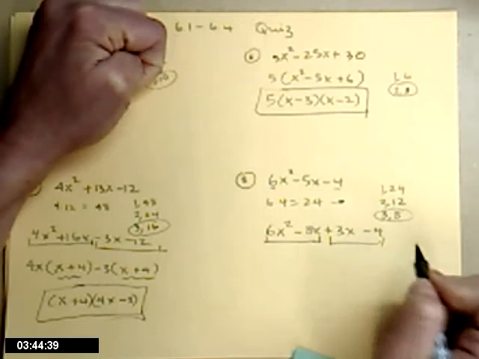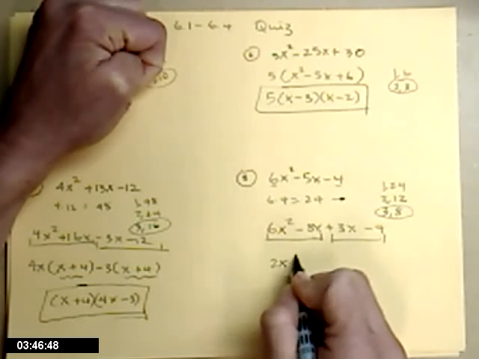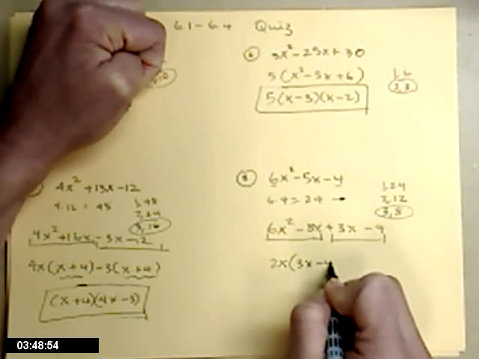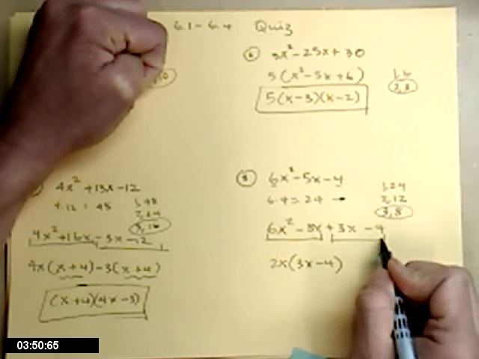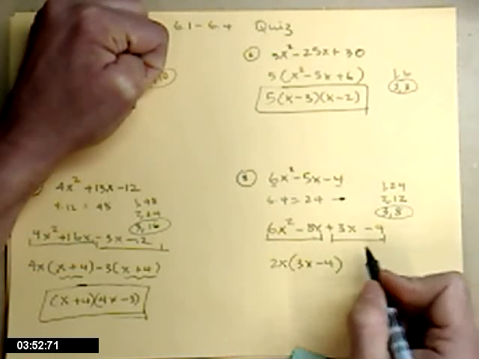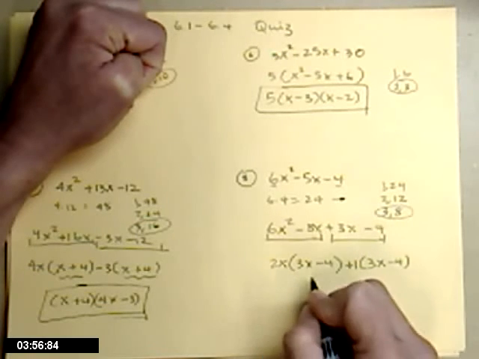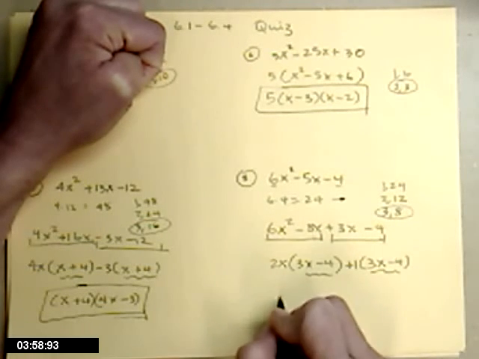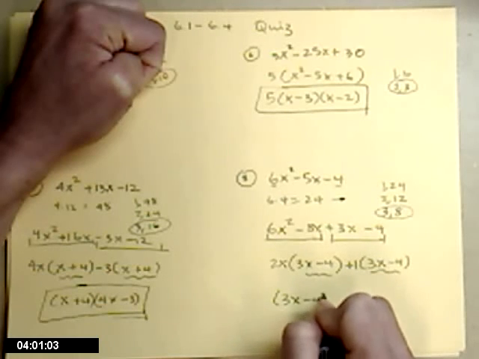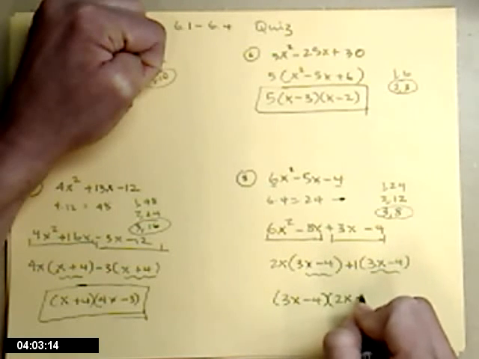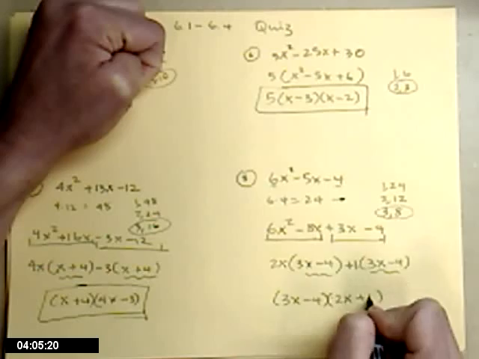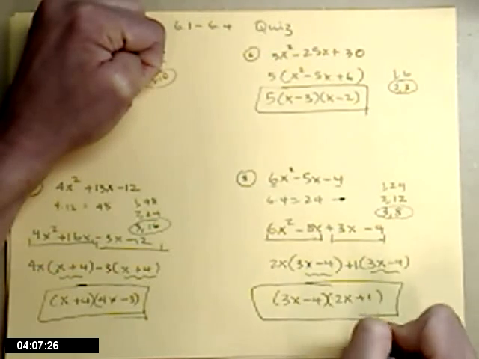Now I have 4 terms, so I group. 2x comes out of the first group, leaves behind 3x minus 4. That's exactly what I have in my second group, so I'll factor out a 1 so that I can get that 3x minus 4 in parentheses. Common in both, so bring it out front, 3x minus 4. And then the part that's left, the 2x and the plus 1. And we're done.